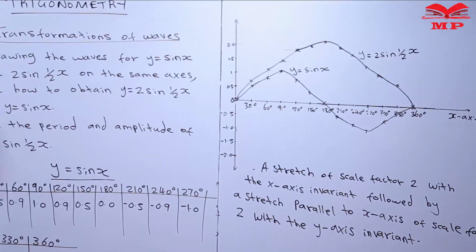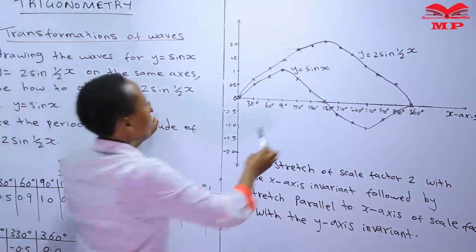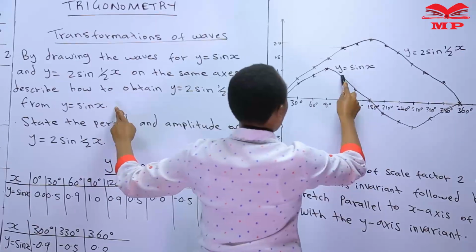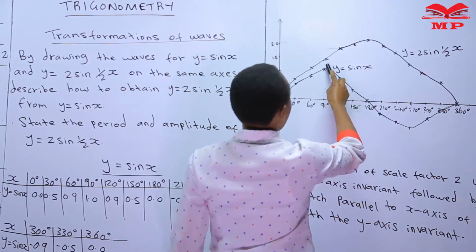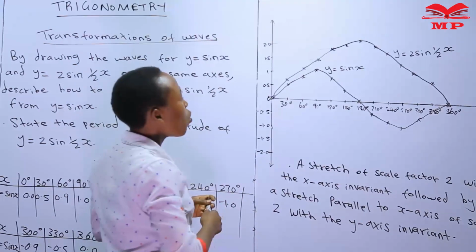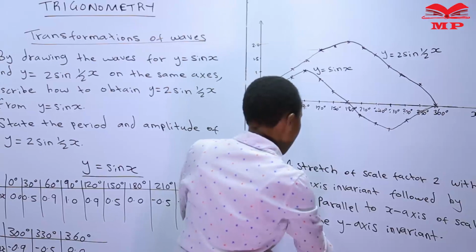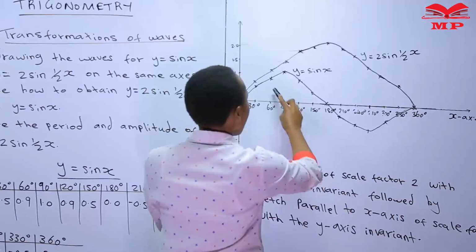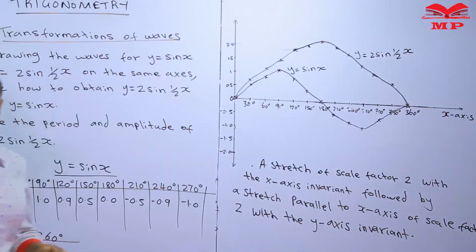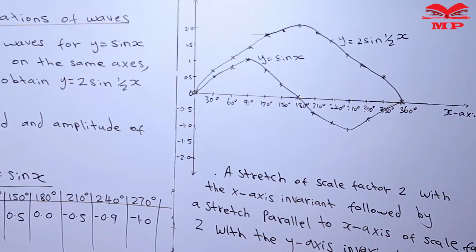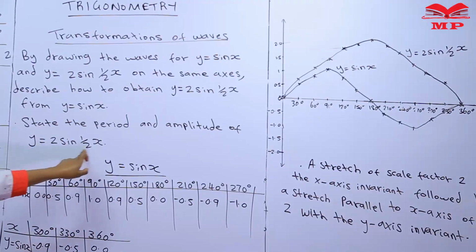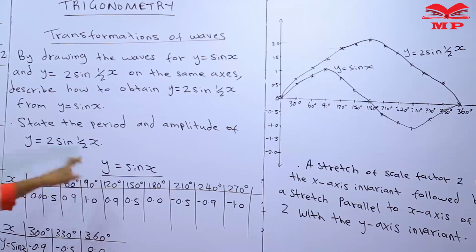So we had been told to describe how to obtain this from y is equal to sine x. So the first is a stretch parallel to the y-axis of scale factor 2, followed by another stretch parallel to the x-axis of scale factor 2 with the y-axis invariant. Then we have also been told to state the period and the amplitude of y is equal to 2 sine a half x.